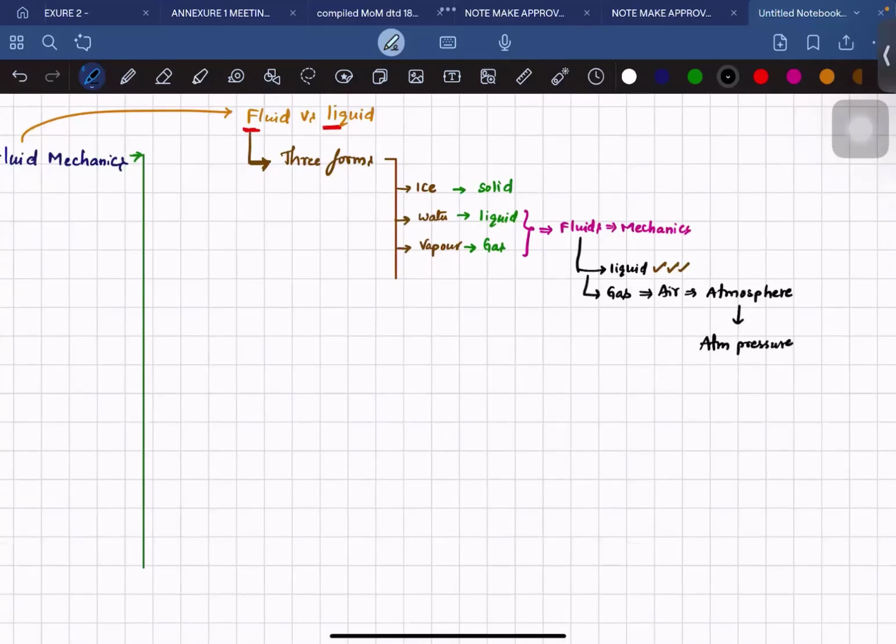And what is a fluid? A fluid is nothing but the combination of liquids and gases. Both are called fluids. So some of you have said that all liquids are fluids, but all fluids are not liquids because there are gases also. Some fluids can be gases. So that's the thing. Let me go further.